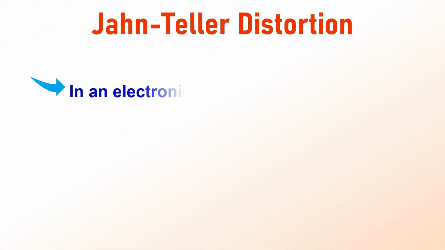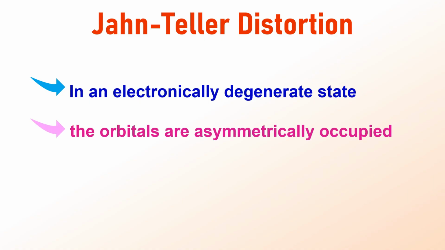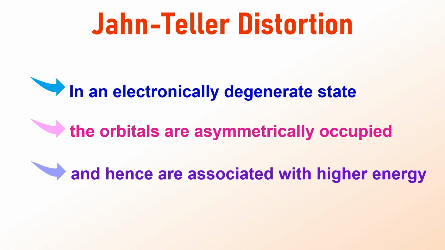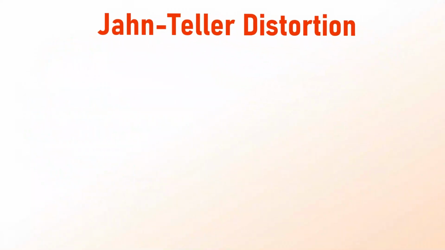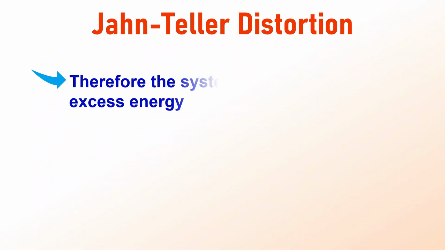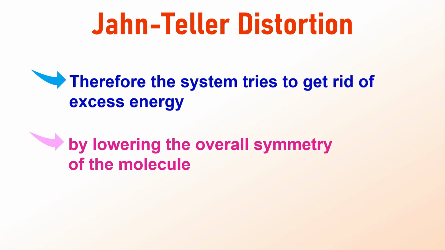Let us sum up what we have learned up to now. In an electronically degenerate state, the orbitals are asymmetrically occupied and hence are associated with higher energy. Therefore, the system tries to get rid of excess energy by lowering the overall symmetry of the molecule, and this is known as Jahn-Teller distortion.